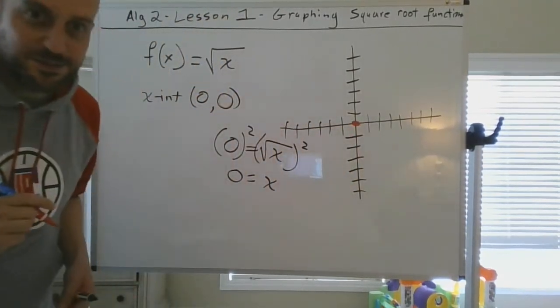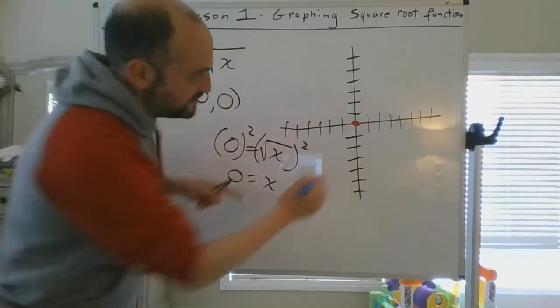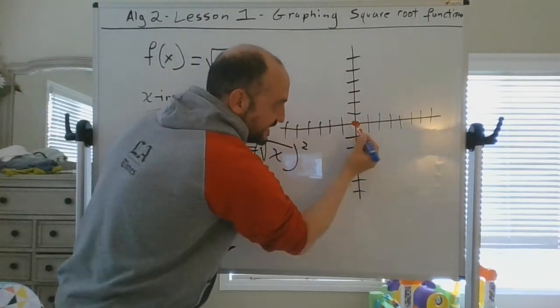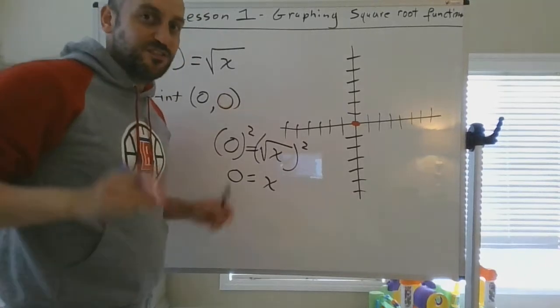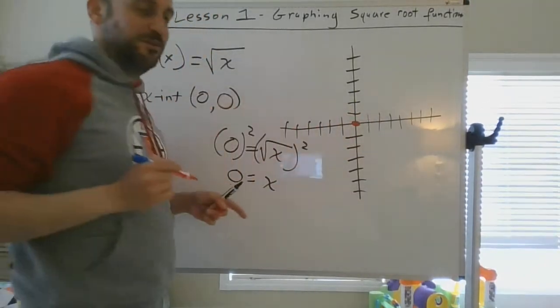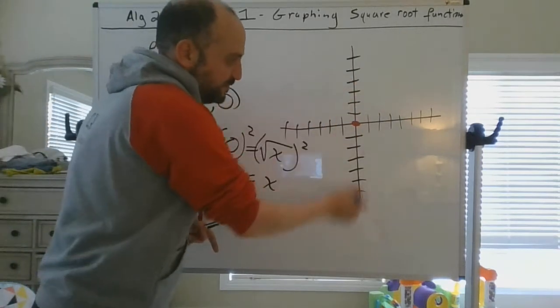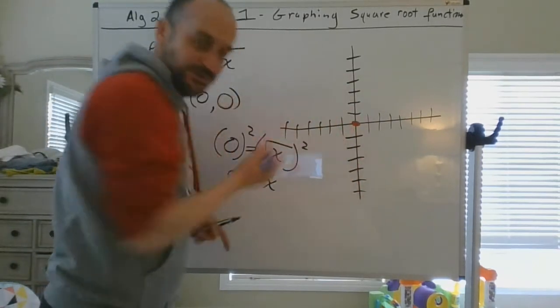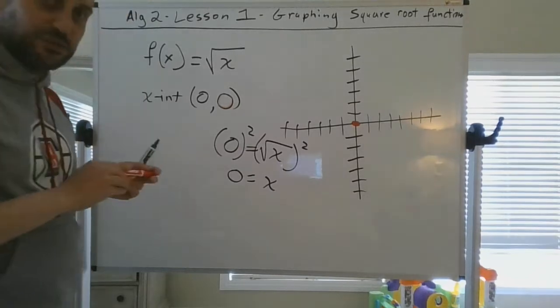Something interesting about (0, 0). That means that its x-intercept is at (0, 0), which is a very special intercept. Because if it's touching the x-axis at (0, 0), doesn't it also touch the y-axis at (0, 0)? Well, let's see what happens. Let's see if that actually works.